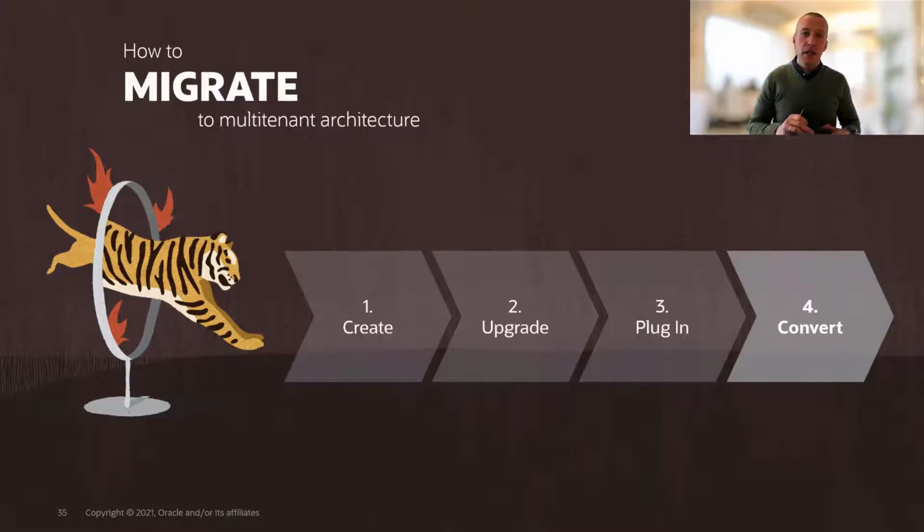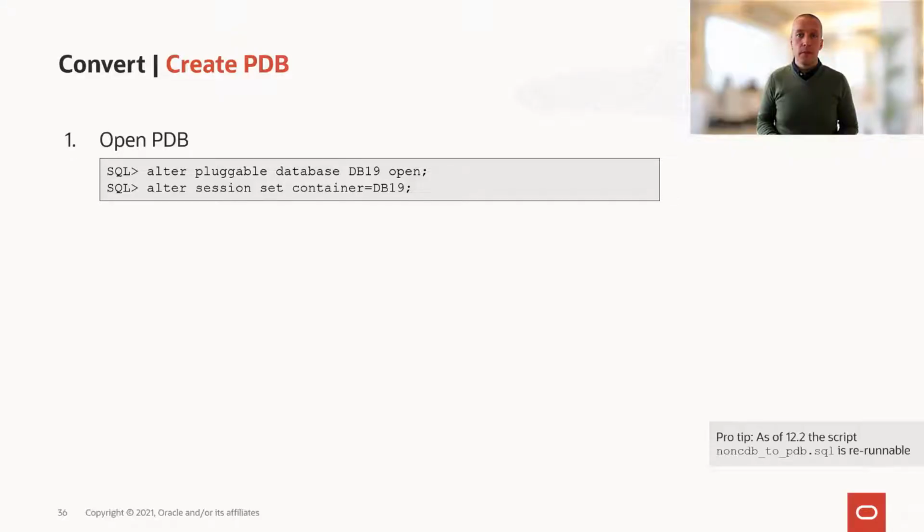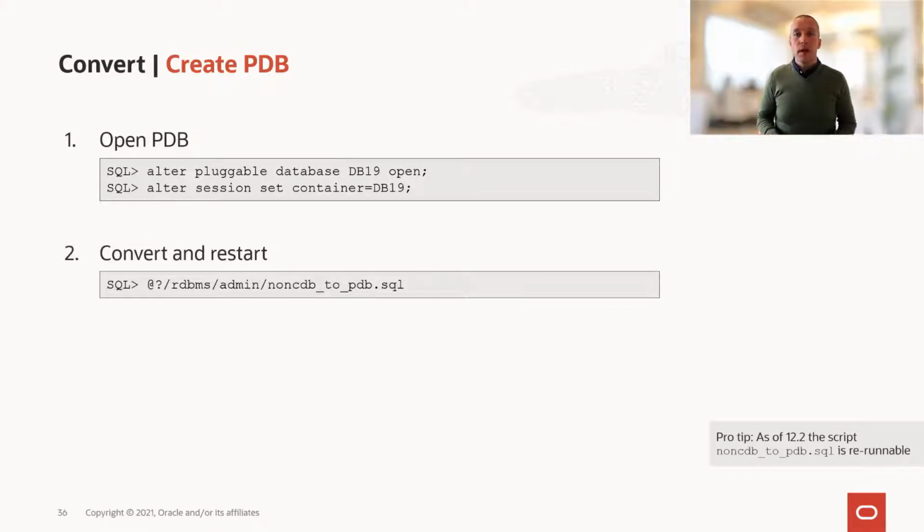Now it's still just a non-CDB database that has been plugged in, but we haven't really converted it yet. So let's look at that. First, I open my PDB and then I switch into it. Next, I use the non-CDB to PDB script to complete the migration. Now I'm transforming my non-CDB database into a proper PDB.